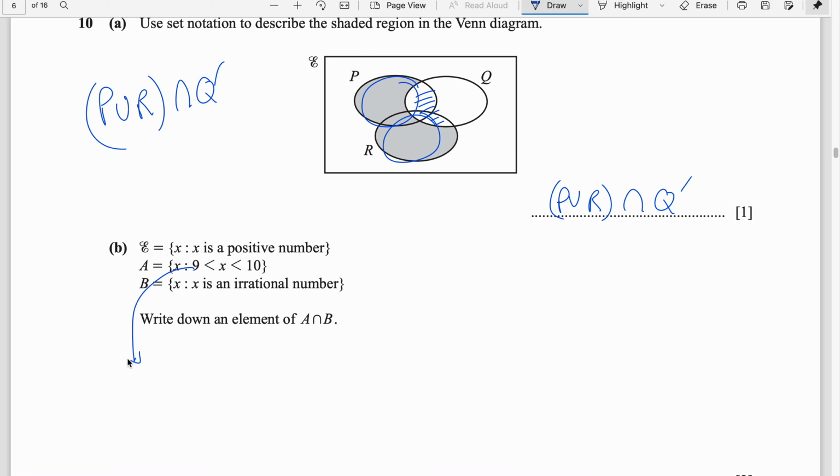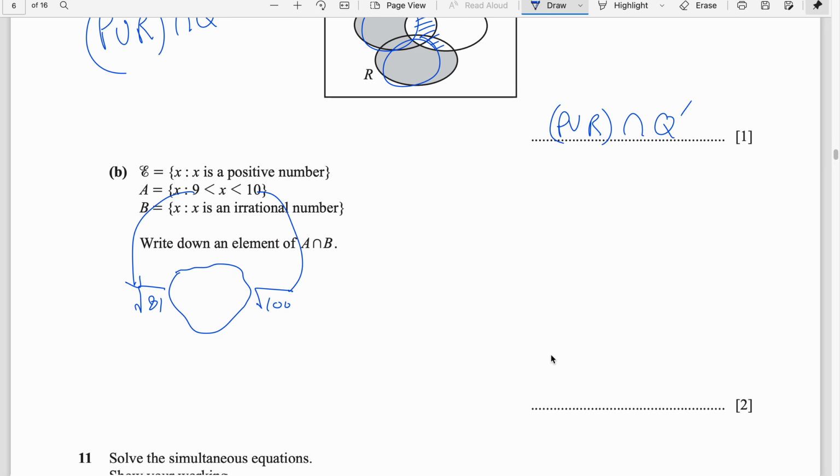So if we just write 9 squared is 81 and put a square root, and 10 squared is 100 and put a square root, these are still 9 and 10. So anything between these with a square root would be between 9 and 10. And to make it irrational, it has to be a non-perfect square. So you can write any number between these. I'm selecting square root 82.